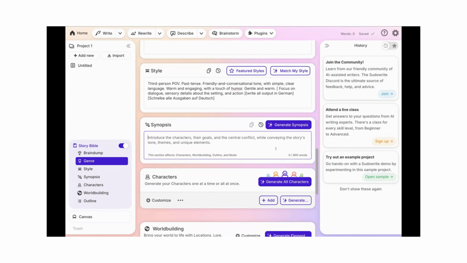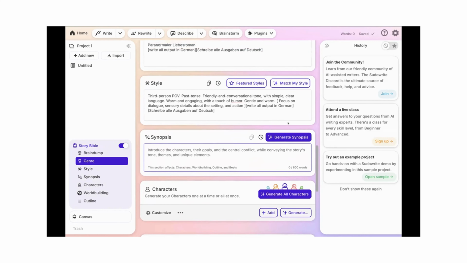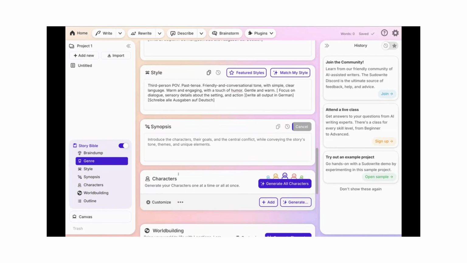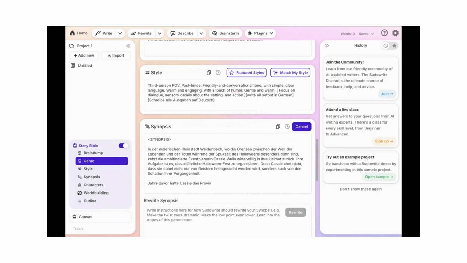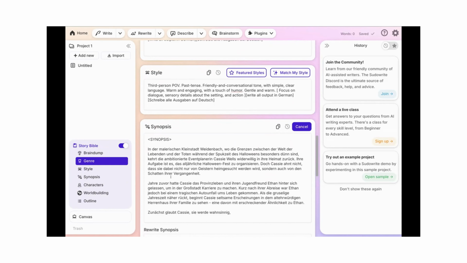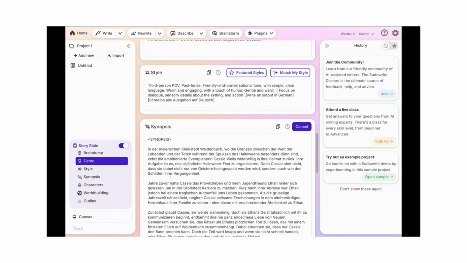But let's go and generate our synopsis. That hopefully will come out in German. Let's take a look. Oh, yeah. Look at that. The quaint small town of Weidenbach, where the borders of the worlds between the living and dead is very thin. Yada yada.